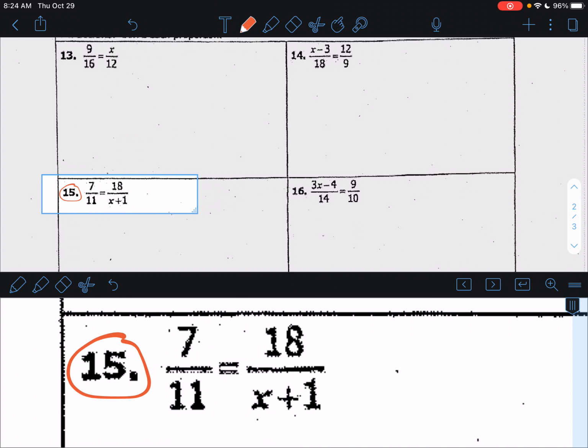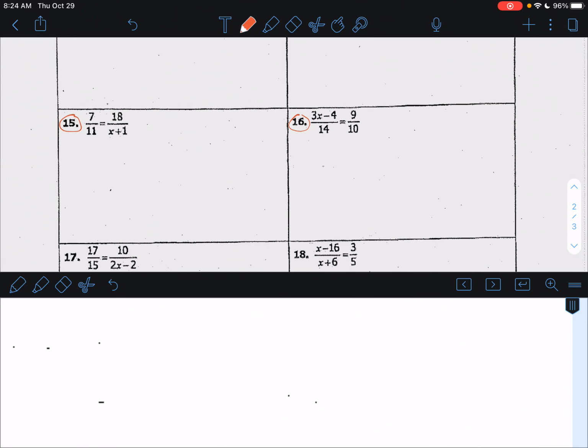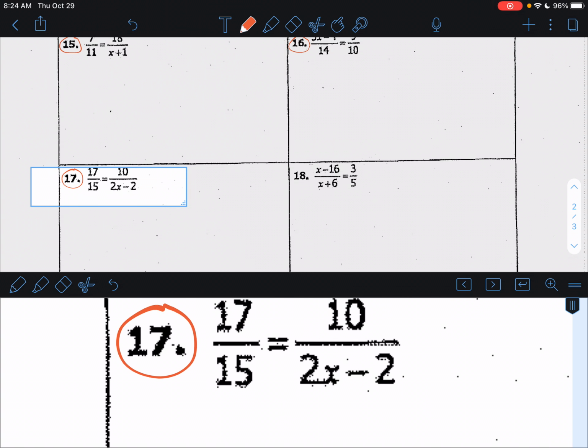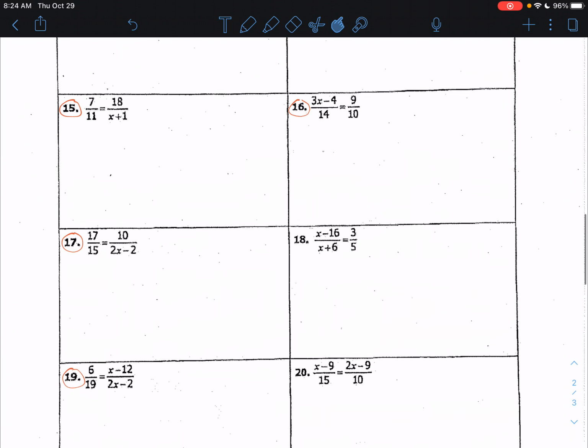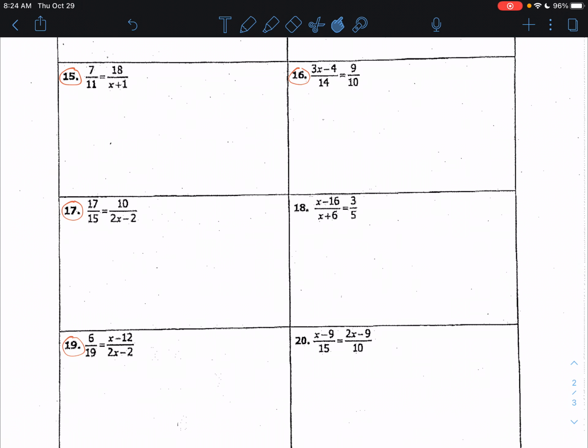So 15, 16, 17, and 19. Those 4 I just circled, leave them as a fraction. There are 2 others on here that you could leave as a fraction or a decimal, and then 2 that are just going to be a whole number.